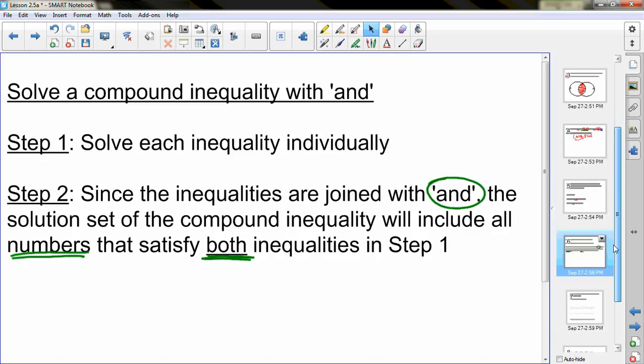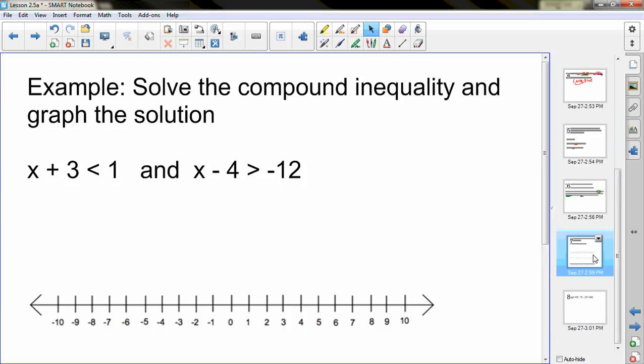Next slide. Okay, so let's start with this one. I'm going to solve one of them in red and one of them in blue. I'm going to put both graphs above the number line, and I want to put the things that are shaded both colors on the main number line. You'll see what I mean.